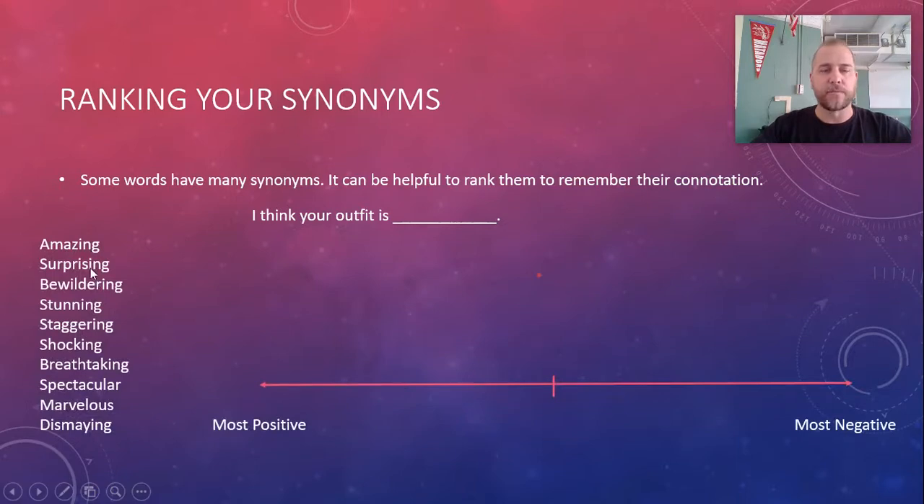I have 10 words that mean the same thing: amazing, surprising, bewildering, stunning, staggering, shocking, breathtaking, spectacular, marvelous, and dismaying. Now, each of these is somewhere in the spectrum from most positive to most negative. And so if we wanted to, we could put them in order to get an understanding of when you would want to use each word. To think about this, sometimes it helps to put them all in the same sentence. So I'm going to use the sentence, I think your outfit is blank.